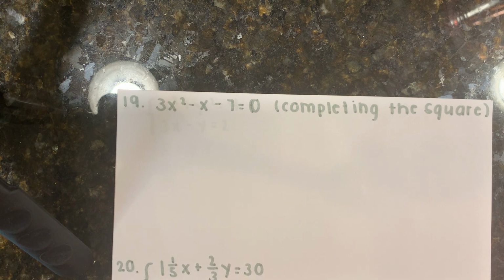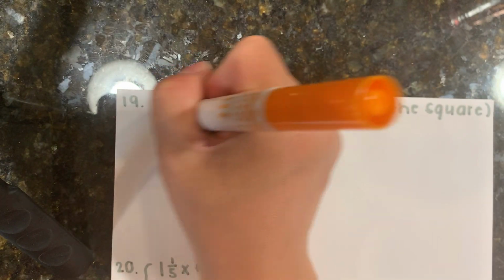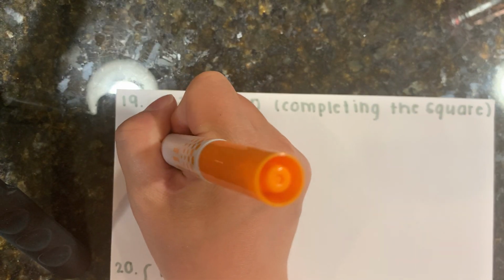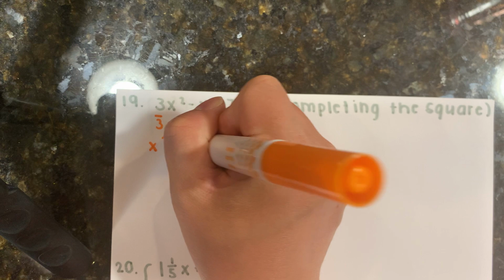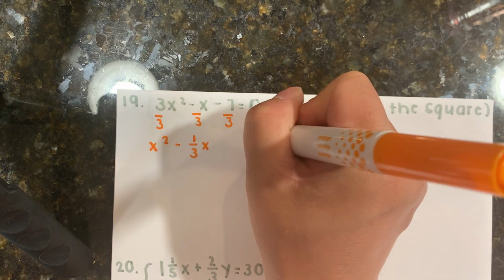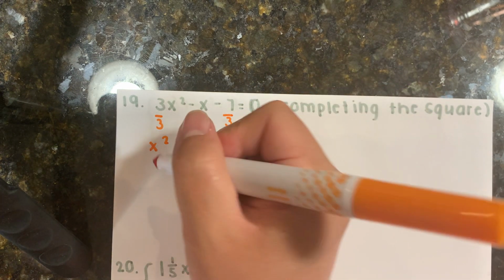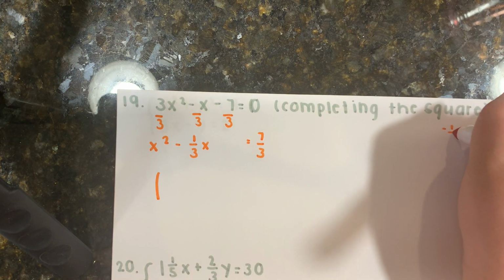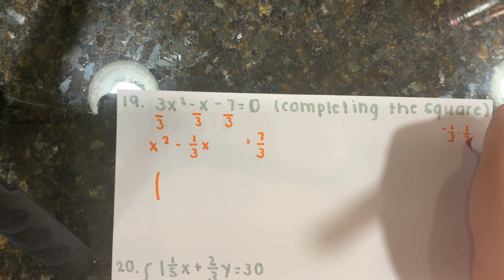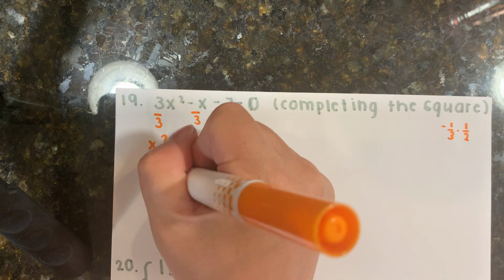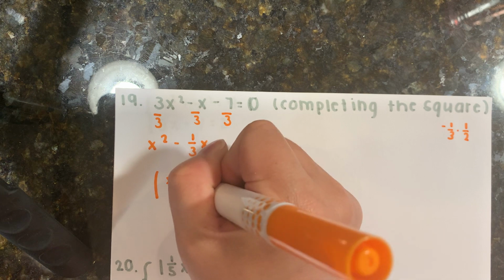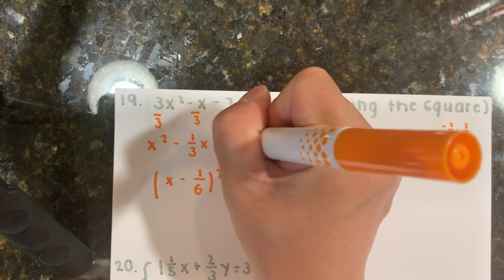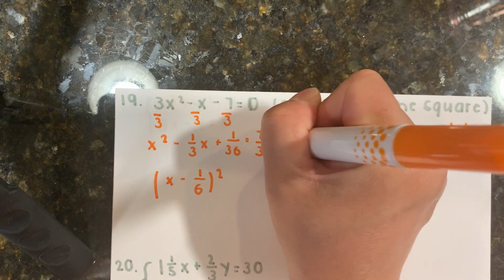So the first thing I need to do is divide everything by 3 and move the 7 over 3 to the other side. That would be x squared minus 1/3 x equals 7 over 3. When I take half of negative 1/3, negative 1/3 times 1/2 gives us negative 1/6. So that would be x minus 1/6 squared, which means that I'm going to add 1 over 36 to both sides.